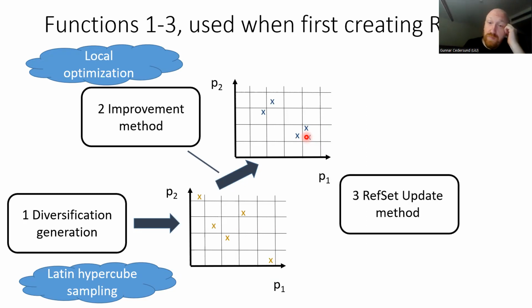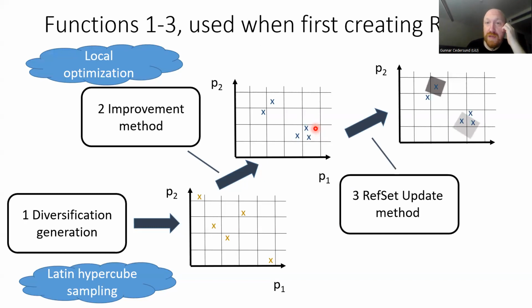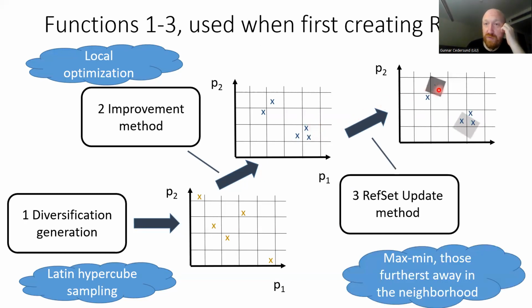And then, given that you did this local optimization, you have new parameters, which are the optimal versions of the original ones that you had before. And then you use these to update the ref set. And typically here you want to take those that are the furthest away from each other. So here, this one is furthest away from these ones over here. So here you would, for instance, pick these ones down here and this one here.